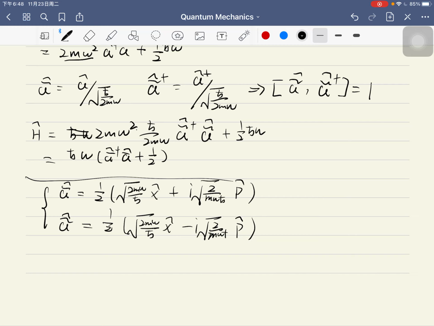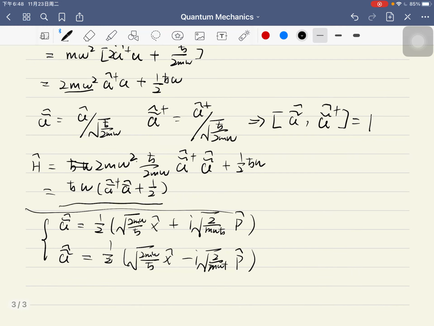Okay, have a rest. This is the first part. We derive the fundamental relations and we diagonalize the Hamiltonian. In the next part, I will introduce how to solve the eigenvalue problems by using the ladder operator.